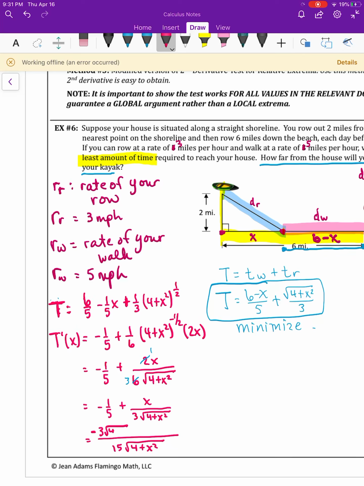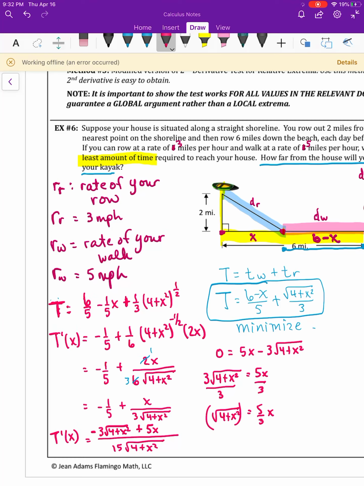So my common denominator here is going to be 15 times the square root of 4 plus x squared. So this would have to get multiplied by 3 times the square root of 4 plus x squared. And this one would have to get multiplied by 5. And so there's my t prime of x. This is what I want to find my 0 for. So I want to find my critical point. 5x minus 3 times the square root of 4 plus x squared.